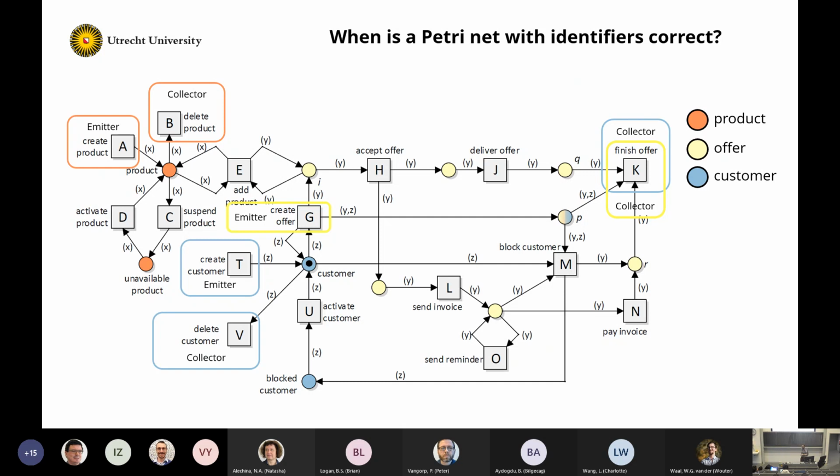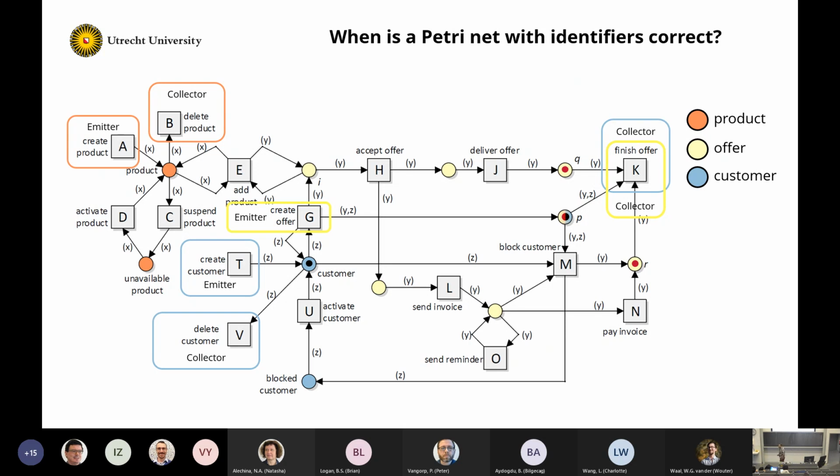So let's fire transition G. Let's create an offer for this black customer. That gives me a red offer, and it gives me, here in place P, a red-black token, because it is of the black customer and the red offer. So there's the coloring scheme. Transition G fired, transition H can fire, and we get a token in the place before send invoice and before deliver offer. We can deliver the offer, we can send the invoice, we may even pay the invoice.